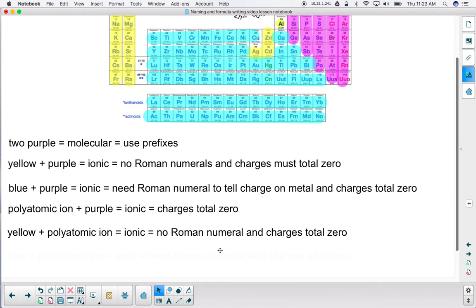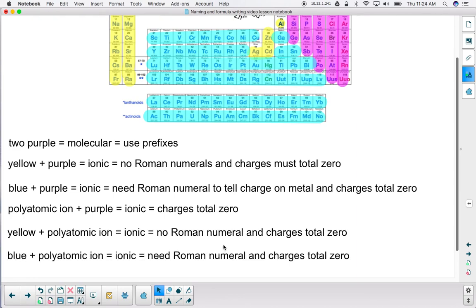The last possibility is that you have a blue element with a polyatomic ion. This will also make an ionic compound, and because the blue elements have variable charges, we will again need to use the Roman numeral to know the charge on the metal and make sure that the charges add to 0.